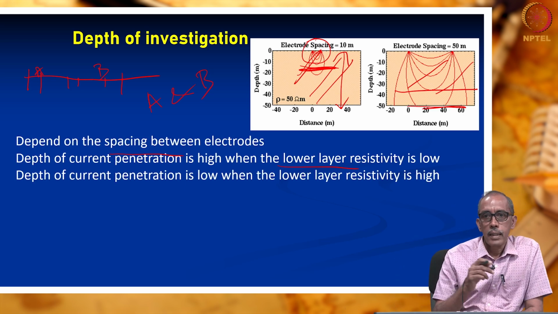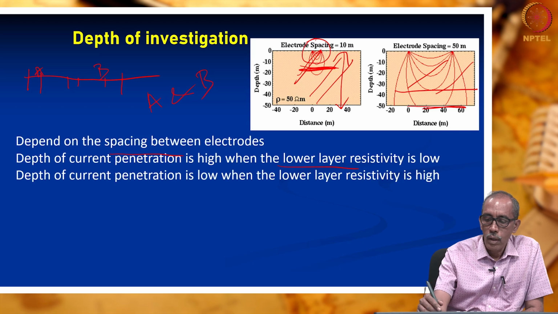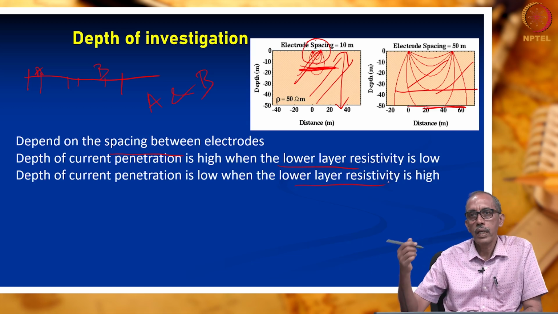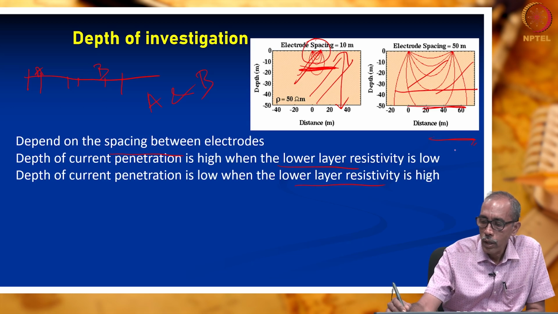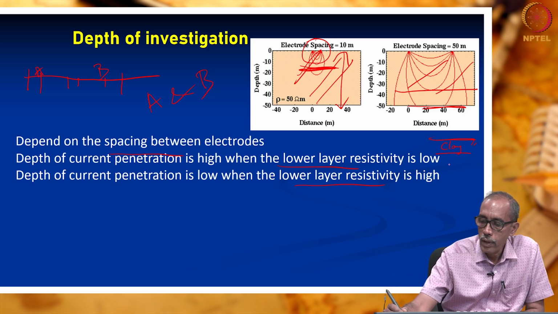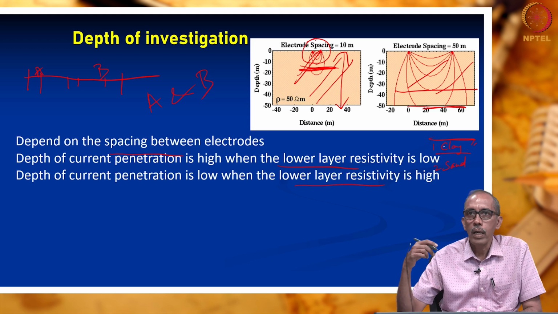Similarly, depth of penetration is low when the lower layers resistivity is very high. That is what I was explaining. This is the ground surface, we have clay at the top, whereas lower layer is of let us say sand. So, compared to clay and sand, clay is having low resistivity. This is layer 1, this is layer 2. So, layer 1 is having lower resistivity compared to layer 2. Even in this case, current penetration will be restricted only to the layer 1.